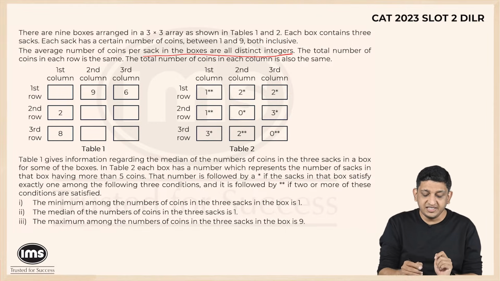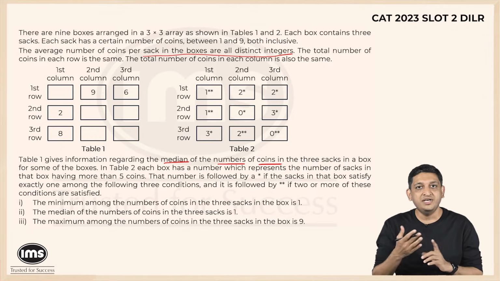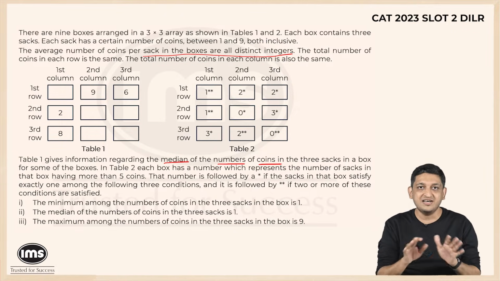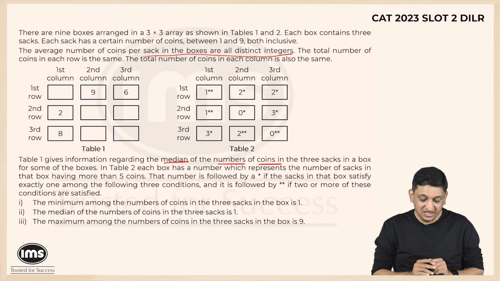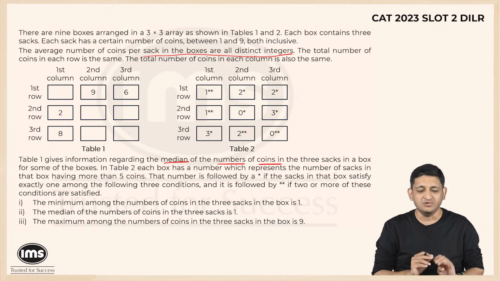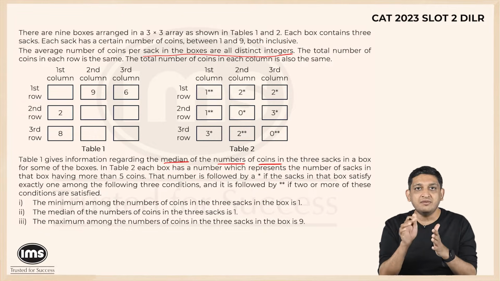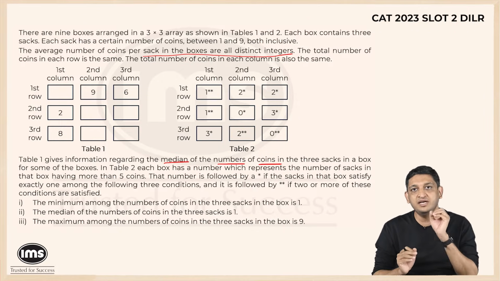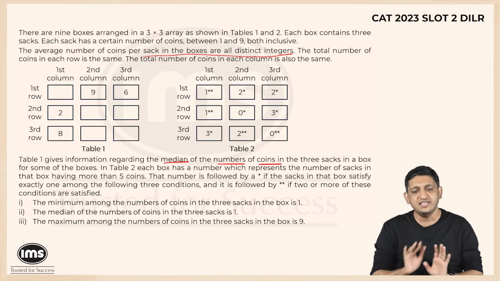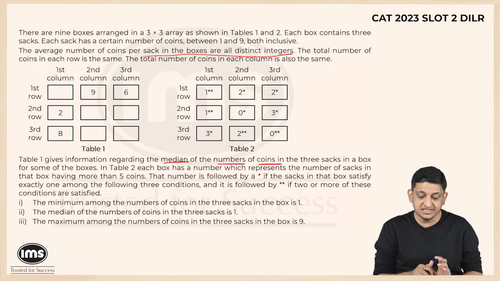Table 1 gives some information regarding the median of the number of coins. So this year, of course, CAT was very heavy in terms of focusing a lot on median, mean, mode, right? So basic statistical data that we should ideally know, measures of central tendency, as we call it. So median is what has been given to us for some of the boxes. So I know that second column, first row, the box has 9 as the median value. Now that tells us a very interesting insight as well, but more on that later. Third column, first row, the middle number is 6. So median essentially means the middle number if you arrange something in ascending or descending order, doesn't matter, right?